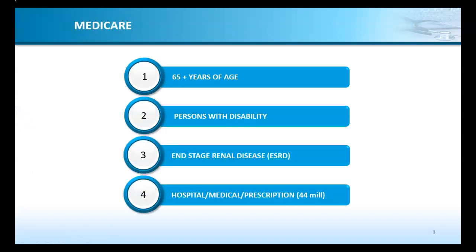In order to be eligible for Medicare, a person has to be at least 65 years of age or older, or a person with a disability, or be diagnosed with end-stage renal disease. Medicare also covers hospitalization, medical care, and prescriptions, totaling estimates of as high as $44 million a year of coverage for individuals through Medicare.